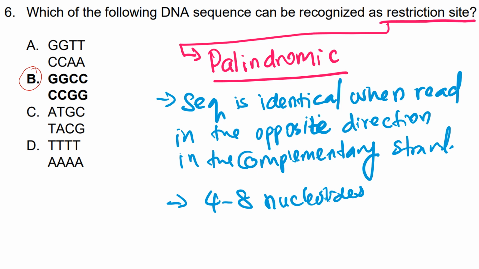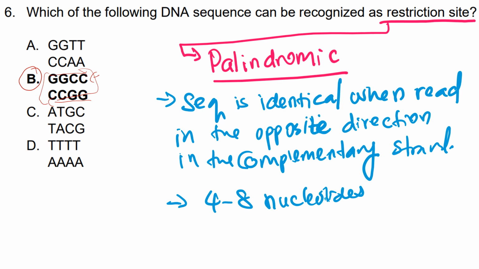If you look at the sequence, the top strand of this segment of the DNA molecule at the restriction site reads GGCC. And the bottom strand, when you read in the opposite direction, also reads GGCC. So that is how you recognize a restriction site. They are palindromic. They read the same when they are read in the opposite direction.